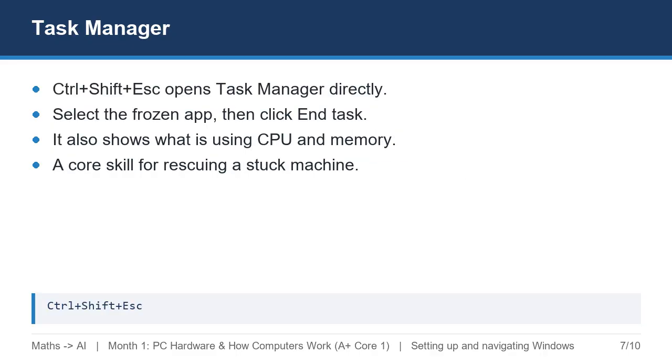When a program freezes, open Task Manager with Ctrl plus Shift plus Escape. Select the stuck application and click End Task to force it closed. Task Manager also shows you what is using the processor and memory, which helps you spot why a machine feels slow. This is a core skill you will use on the Helpdesk constantly.